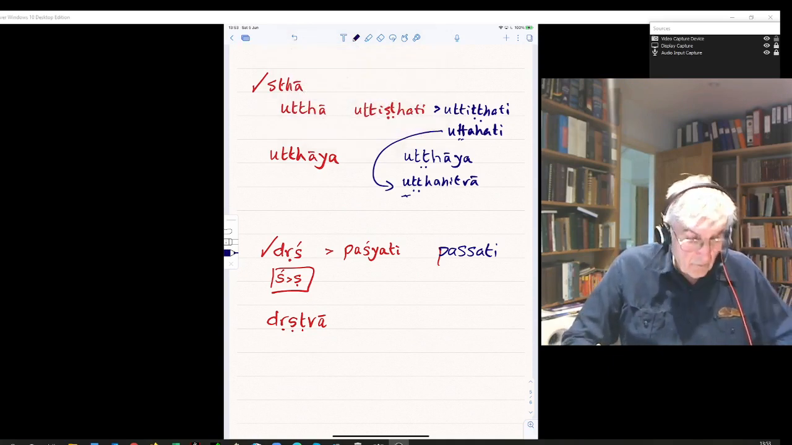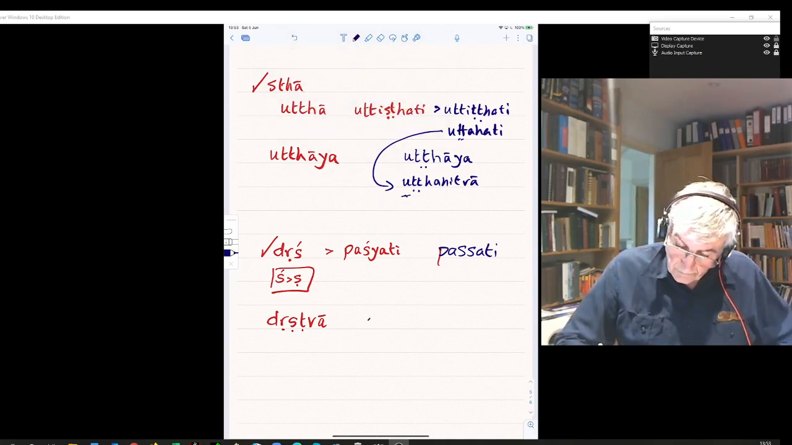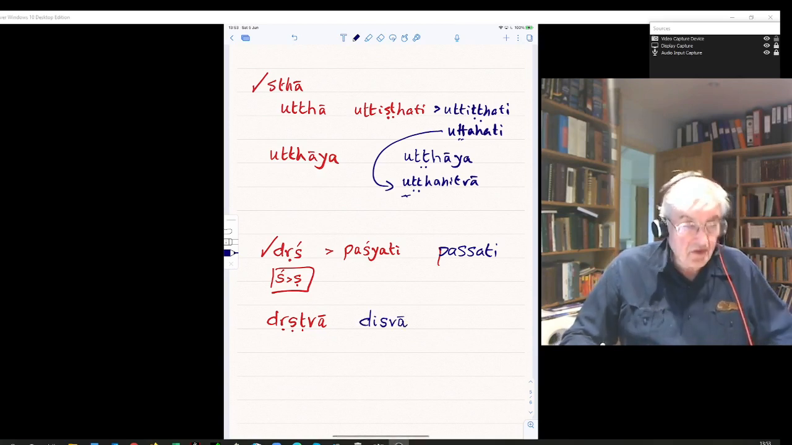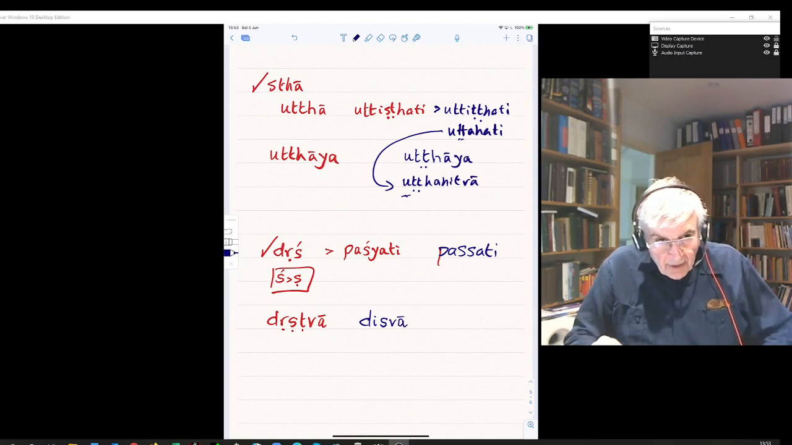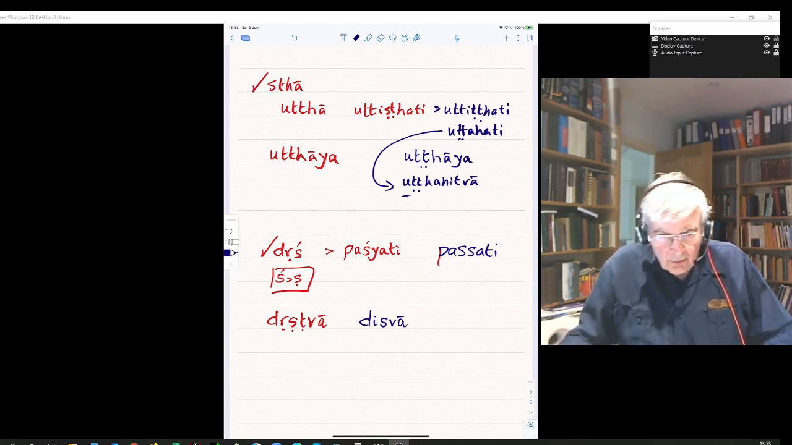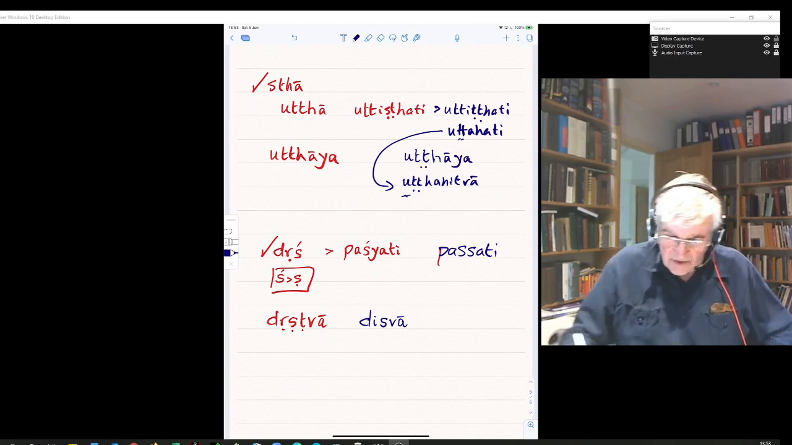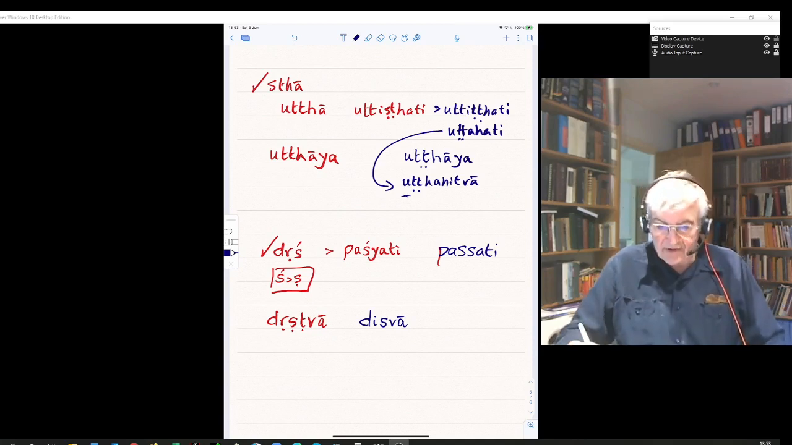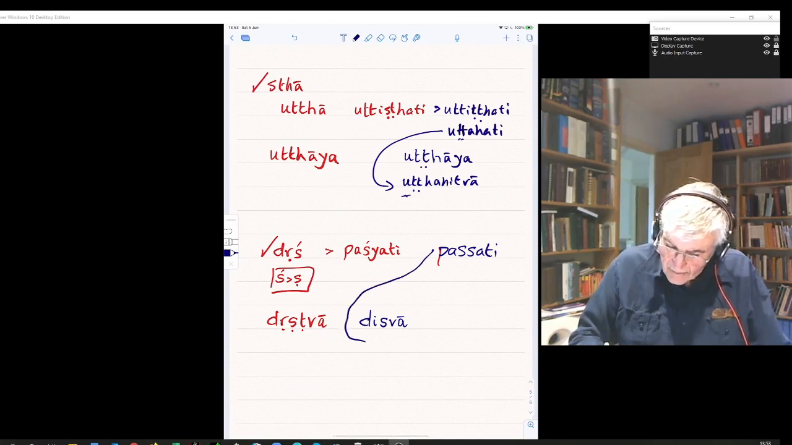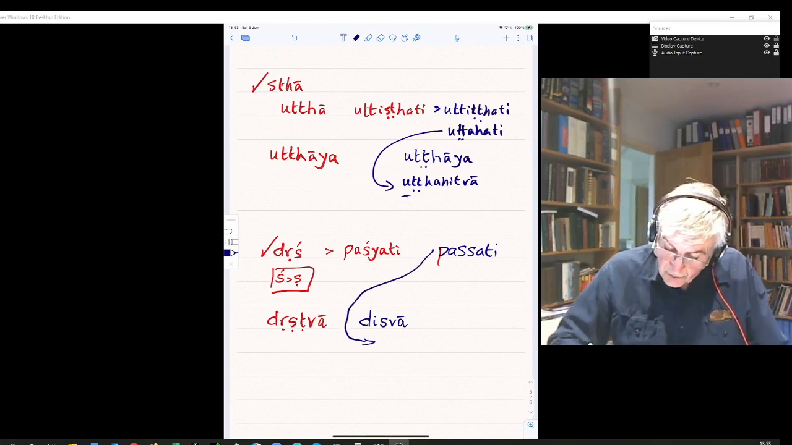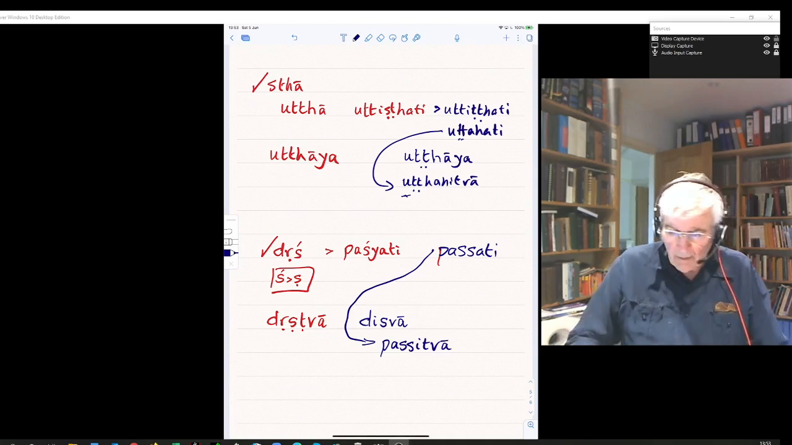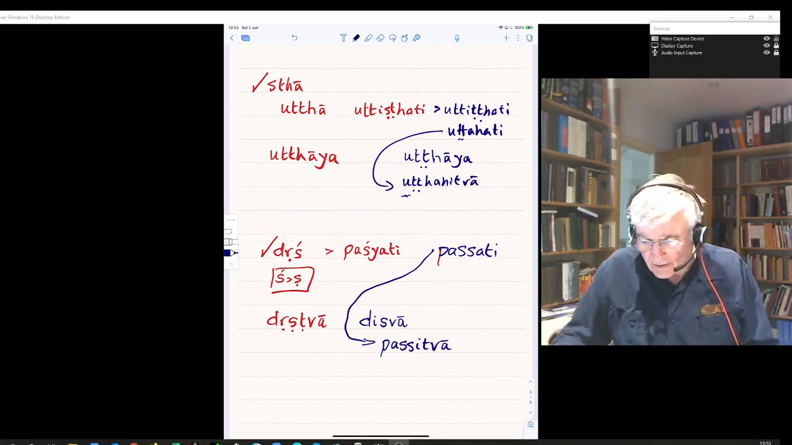In Pali, you can have two forms, three actually. So drishtva is reflected in the Pali, disva, but Pali will also allow itself to do what would be regarded as totally wrong in Sanskrit, which is making the absolutive off the present base. So just as you have passati, Pali allows, but Sanskrit wouldn't, passitva. Disva is actually far more common than passitva.